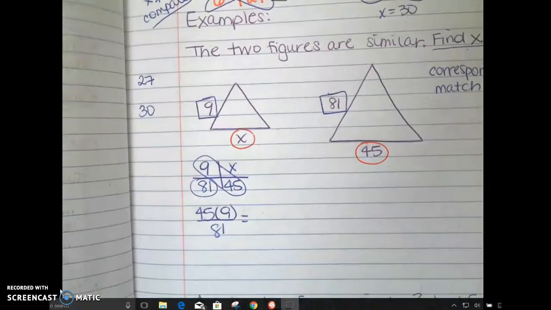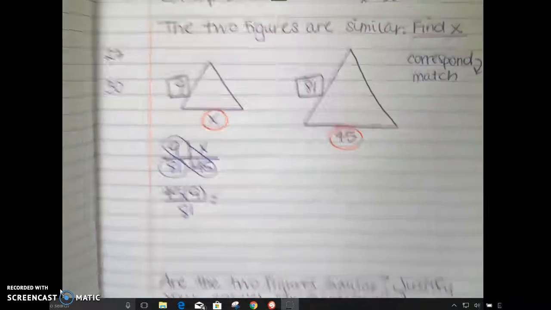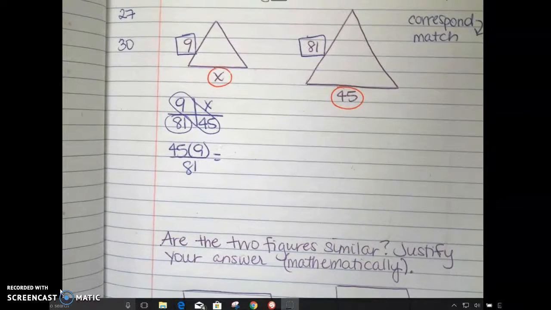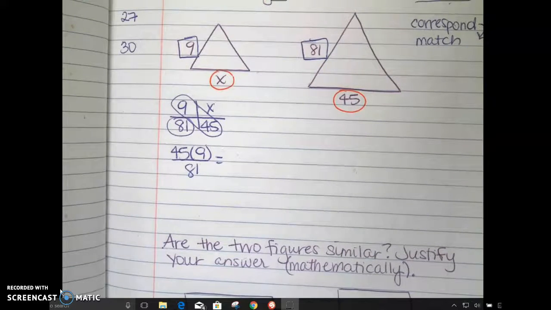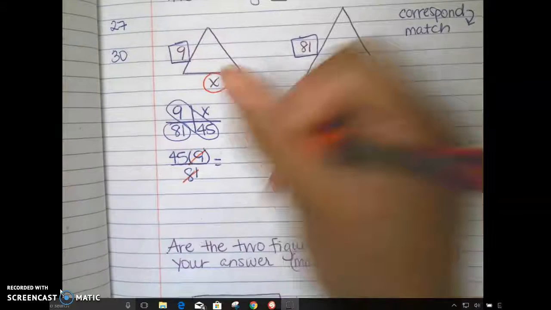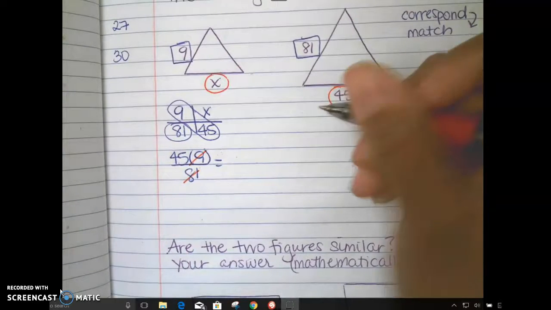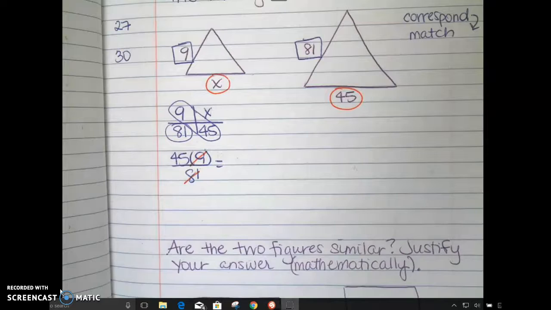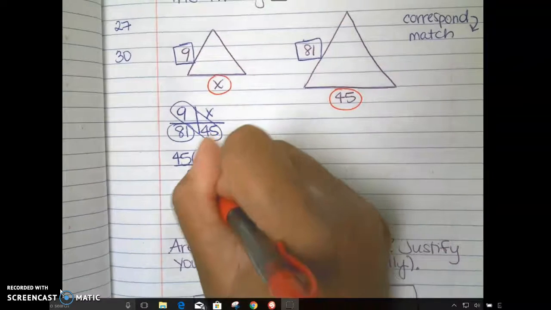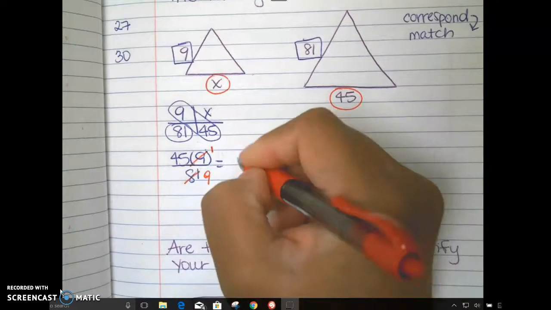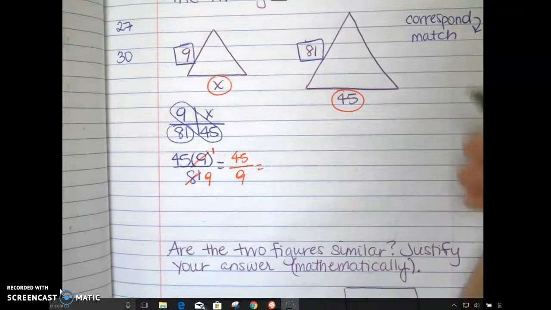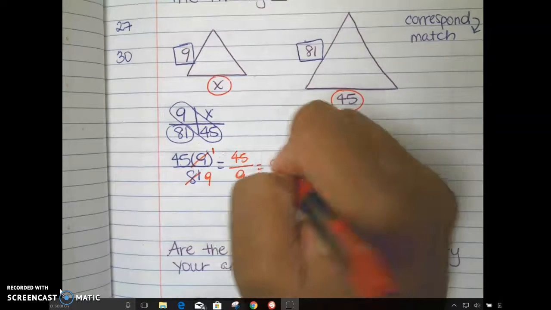What can I do here before I multiply? Simplify. Simplify, good. Who am I simplifying, and by what? 9 and 81 by 9. How many times does 9 go into 9? 1 time. How many times does it go into 81? 9 times. I now have 45 times 1, which is 45, over 9. What's 45 divided by 9? 5 is my missing side.